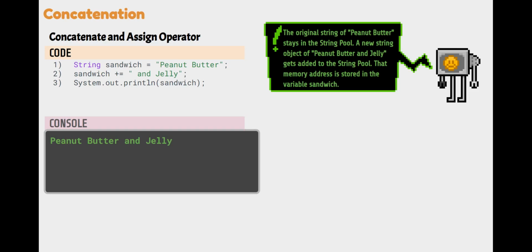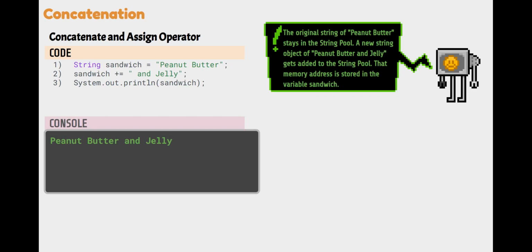So on line 1, we are declaring a string named sandwich. We are assigning it the string literal peanut butter. And then on line 2, we are going to concatenate into that already existing string, and we're going to add the string literal space and space jelly. So when we print out that variable sandwich, it has that entire string peanut butter and jelly.